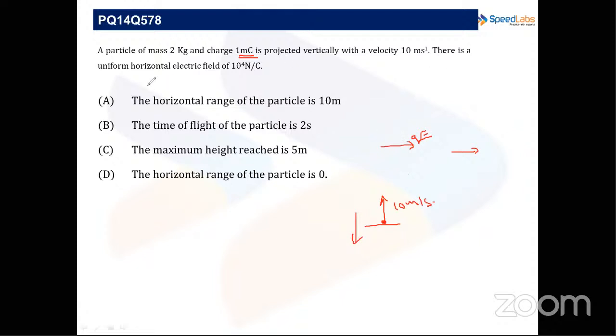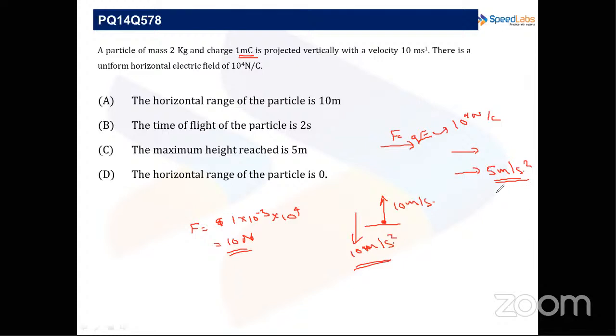Now he's saying there is a uniform electric field of 10 raised to power 4 Newton per Coulomb. So this E is 10 raised to power 4 Newton per Coulomb. Let us just find this force first. Force is QE. Q is 1 millicoulomb, and E is 10 raised to power 4. The answer is 10 Newton. So this force is 10 Newton. Mass is 2 kg, so in this direction, there is an acceleration of 5 meter per second square, F by M. And in this direction, there is acceleration due to gravity, 10 meter per second square.